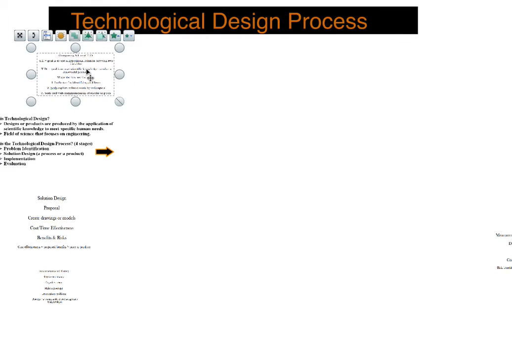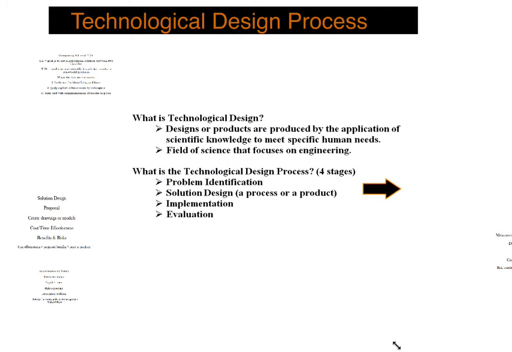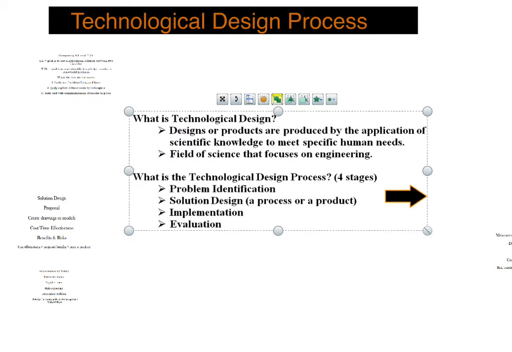So what is technological design? Technological design is designing products to meet human needs using scientific knowledge. So we're applying what we know from science to meet a human need. This is the field of science that focuses on engineering.